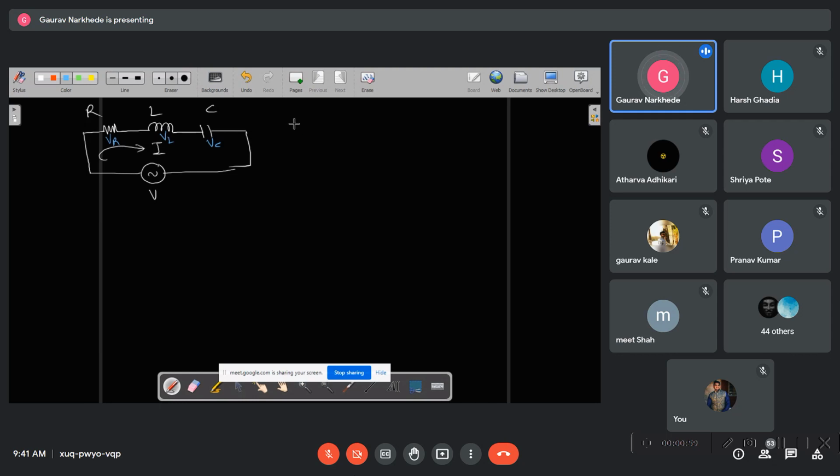So what is V? The total voltage is the vector addition of all the three voltages, which we can quantify as V equals the square root of VR square plus (VL minus VC) whole square. Also, we have seen the impedance of the circuit, the total resistance offered, is the square root of R square plus (XL minus XC) whole square.